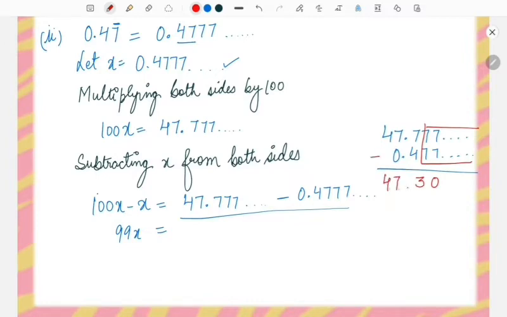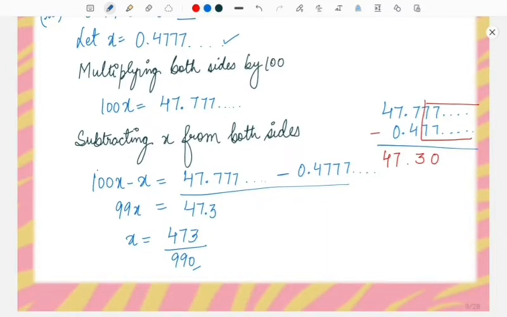So this becomes, what would be my answer? 47.3. And value of x would be 473 by 990. ये डेसिमल जब यहाँ पे जो था, अगर वो हम रिमूव करेंगे तो हम 0 ऐड कर सकते हैं नीचे. So x would be equal to 473 by 990, which would be the rational number for 0.47 bar, with bar only being on 7. Okay.